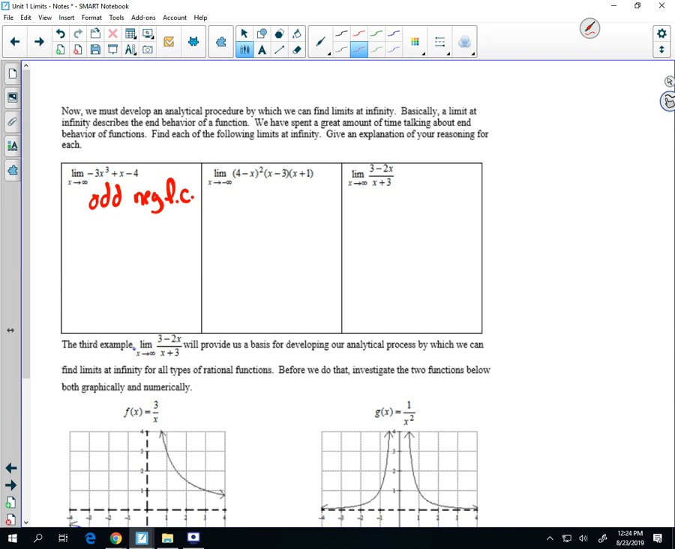Again, all the math you've ever learned, right? You need to know it all. So an odd function, think about x cubed. The left side goes down, the right side goes up. This tells me, since it's negative, that the left side of my graph is going to go up and the right side of my graph is going to go down. So what's happening as x goes to infinity? Well, the limit here is going to be negative infinity based on the leading coefficient, based on the end behavior of that graph.